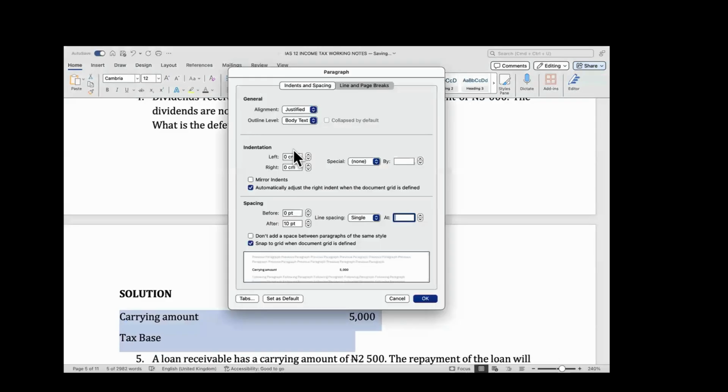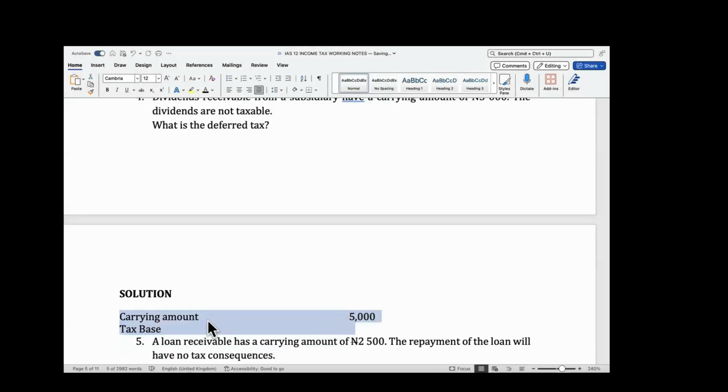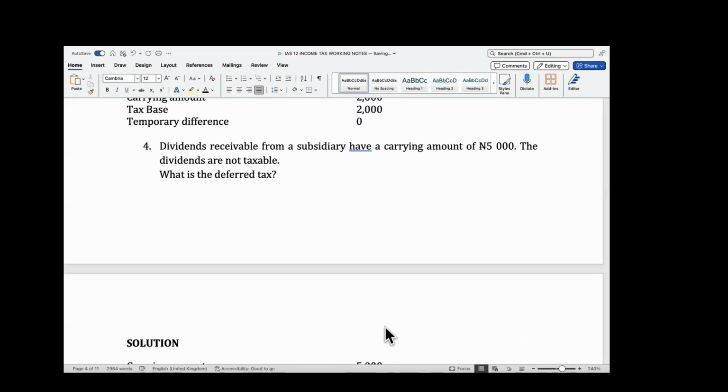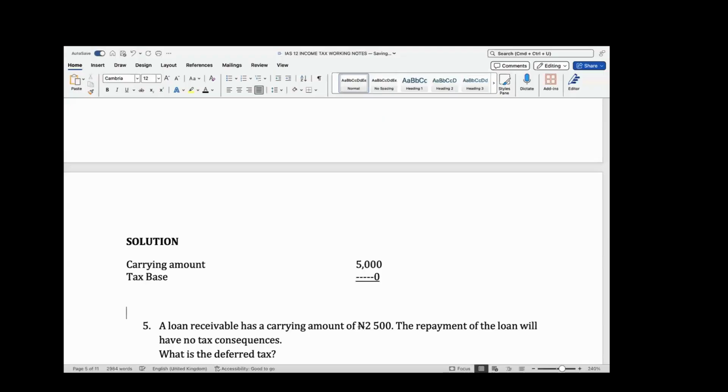Michael wants to try. He says the dividends are not taxable, so the tax base will be zero, according to the question. You're correct, tax base is zero. But we are not done. So what's the temporary difference? Is it 5,000?